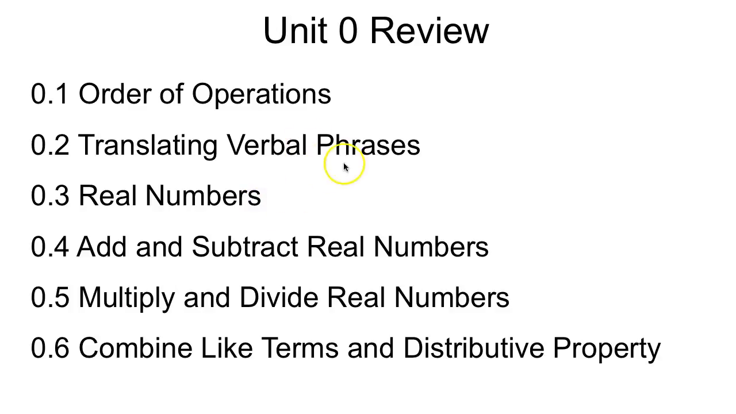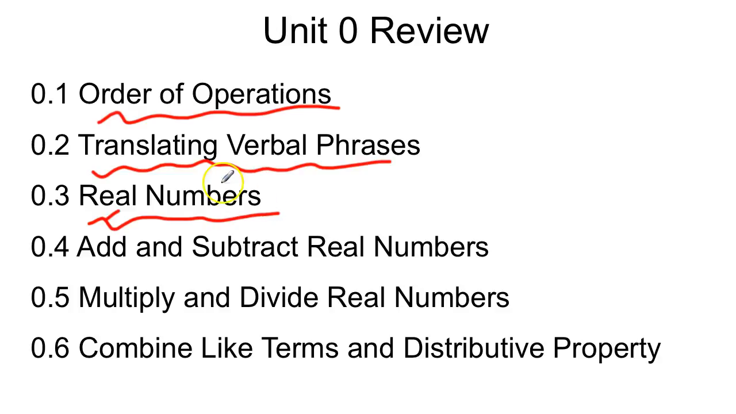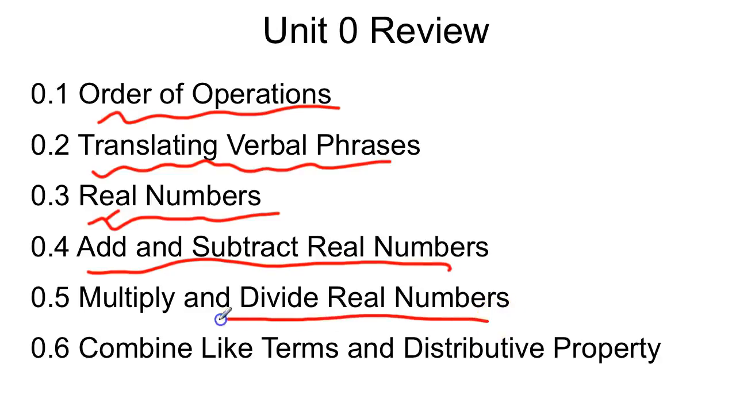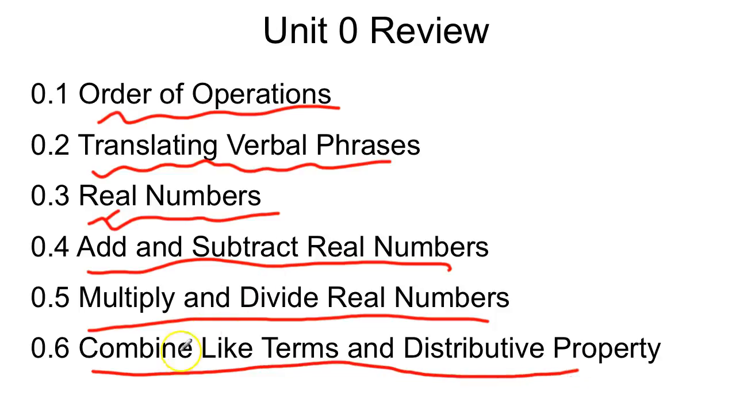So congratulations, so far you've covered a lot. We started with order of operations. You went to translating verbal phrases. Then you did real numbers. After that, you added and you subtracted the real numbers. Then you multiplied and divided. And lastly, you combined like terms and learned about the distributive property. So you should be proud of yourself. You finished 6 lessons. That's a great accomplishment.